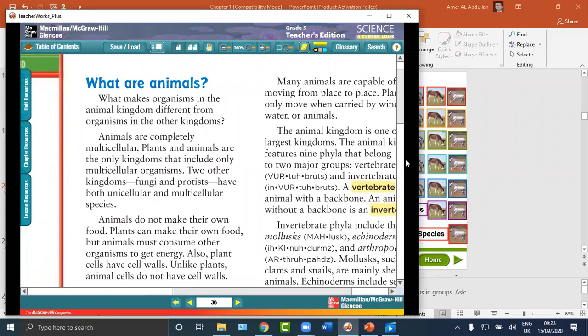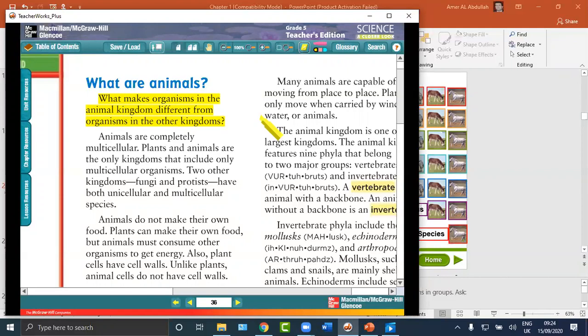Ahmed Mufid. Yes. Read the first passage. What are animals? What makes organisms in the animal kingdom different from organisms in the other kingdoms? Important question. Yes, continue.